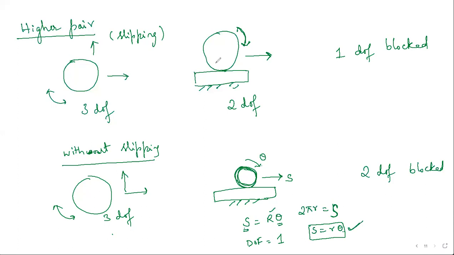Here you cannot write that equation S equal to R theta in this case. In this circle, you cannot write that equation, because it is slipping. So S is not equal to R theta, because sliding also is possible. Even though you are not rotating, the sliding is possible here, right? That's why 1 degree of freedom is blocked with the slipping. Without slipping, 2 degrees of freedom are blocked. Okay, I'll write down here with slipping.